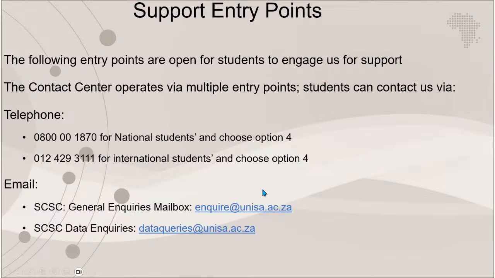So you can reach us using 0800 001870 for national students. And please note, this is a toll-free number. Ensure that you press or rather choose option 4 for exam-related enquiries. For our international students, you can call us on 012-429-3111 and please choose option 4, because if you do not do that, you will stay on the line. During this period, we ensure that we have enough colleagues that will assist you in that option. So please, I cannot stress it enough to choose the correct option.